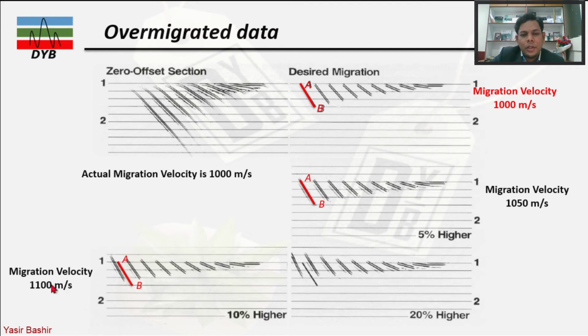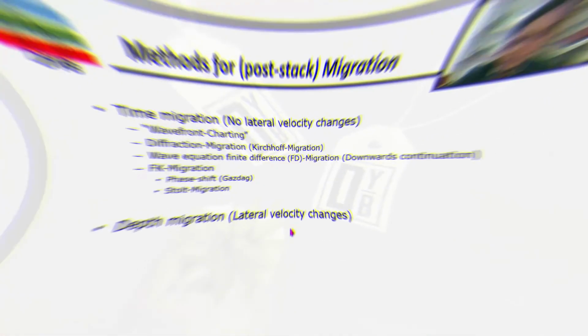Then when you're using a velocity 10% higher, the actual reflector should be here, but it appears to be here, moving up a bit. And if you're using 20% higher velocity, you can see the dipping reflector moving more toward the left. So that is actually the difference between using the lower velocity and the higher velocity: under or over migrated.